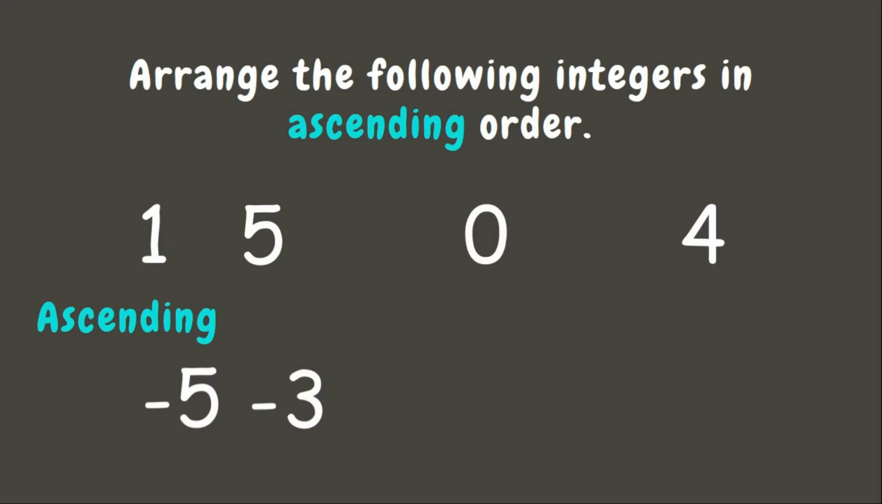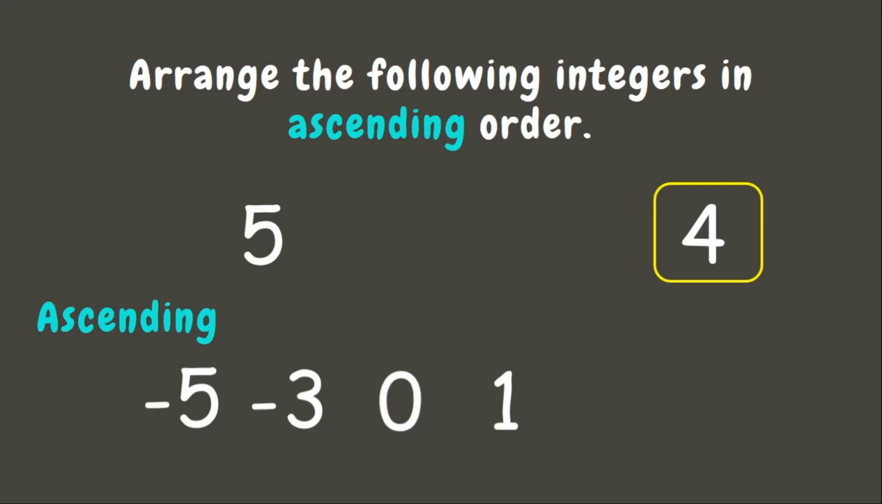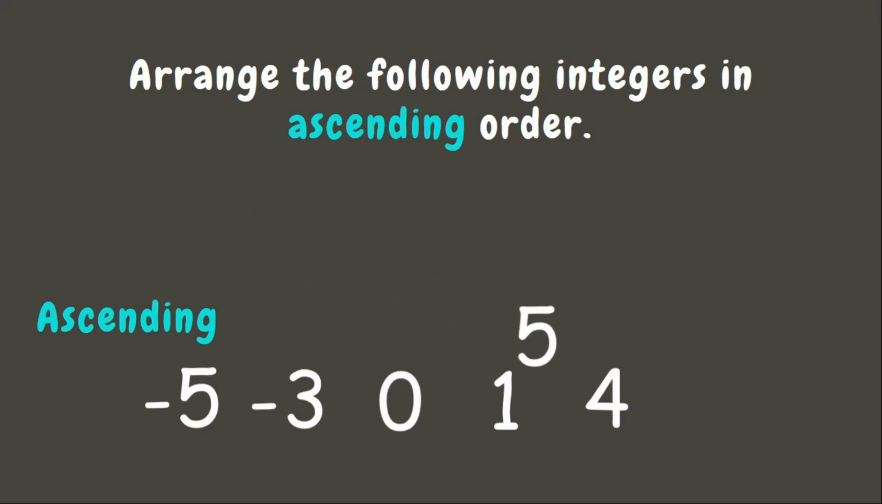Now we have positive integers and 0 left. And we all know that 0 is smaller than positive integers. So that would be our next number. Lastly, we have positive integers left. As we all know, we are going to arrange this from smallest to biggest. And since we know that positive 1 is the smallest among these three numbers, that would be our next number. Now, we have positive 5 and positive 4 left. What would be our next number? Wonderful, you are correct. It is positive 4, since it is smaller than positive 5. And lastly, we have the biggest number, which is positive 5.